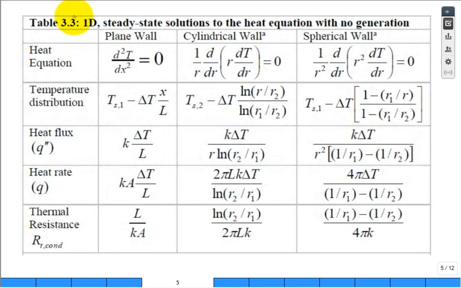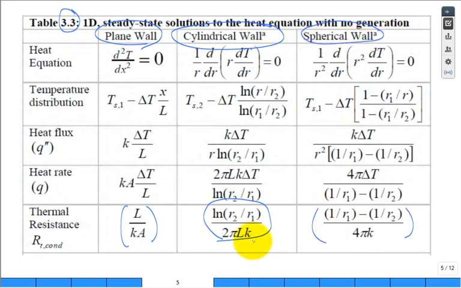Well, here is a table in our textbook, table 3.3, and it has the L over KA for a planar wall, the natural log of R2 over R1 divided by 2 pi KL. That's for a cylindrical wall or layer of insulation typically. And then for a spherical layer, you get this big result. So this is the bottom line, so to speak, the most important part of the table.